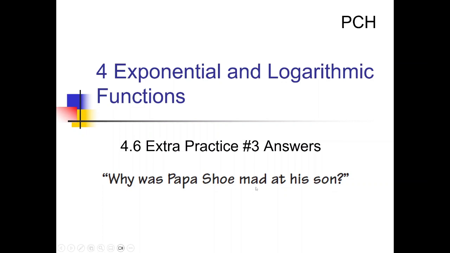Hello there, Mr. Sutton here, bringing you the Pre-Cal Honors 4-6 Extra Practice number 3 solutions on exponential equations with the common base method. For this one, we have a puzzle to solve. Let's take a look at that.